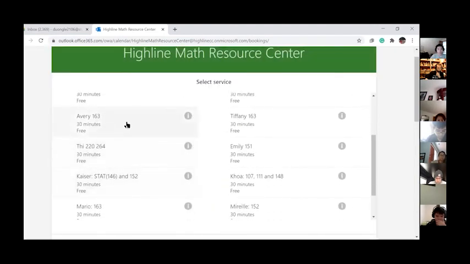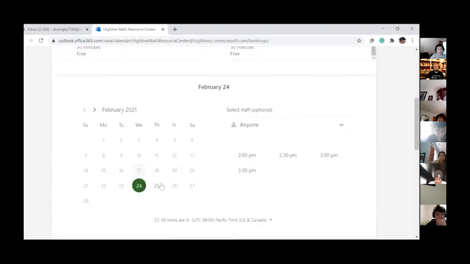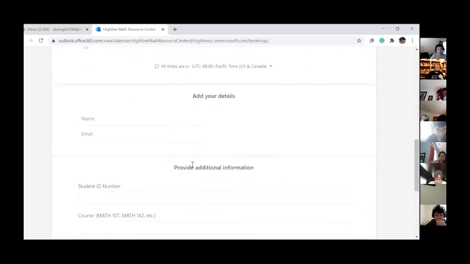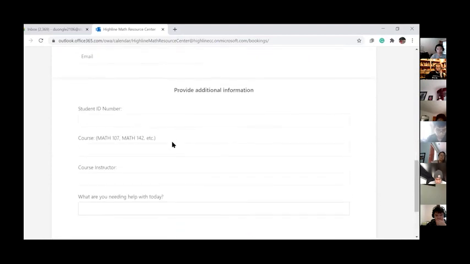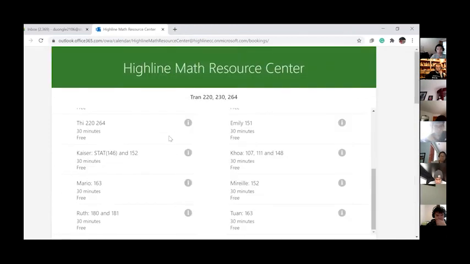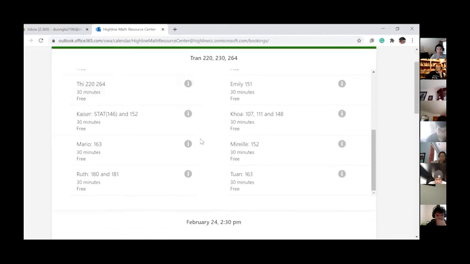When you try to choose a tutor right here, here's the schedule you can pick from. Here are the days the tutor is working and the hours, and then your details: your name, email, and student ID, and what you need help with. Make sure you put the right email so the Math Resource Center can send you the Zoom link so you can join. Make sure you have the right account so we can send you the right Zoom link.